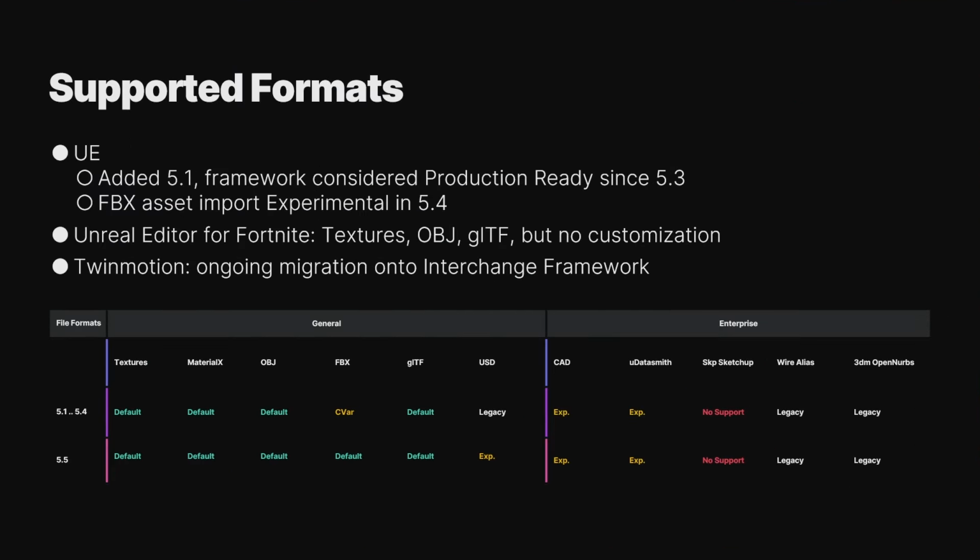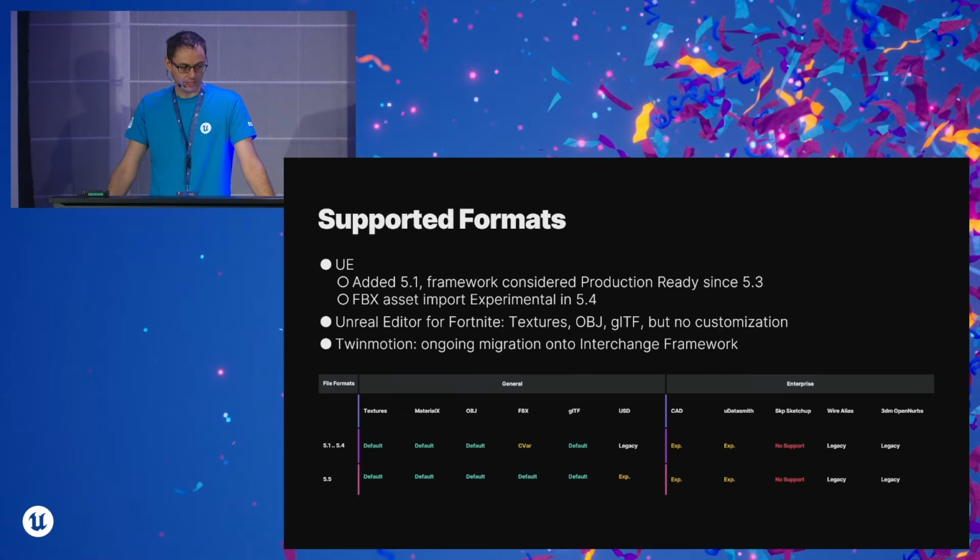If you want to use Interchange, actually, you might already be using it without knowing. The framework has been there since 5.1. For example, if you're importing textures, MaterialX, OBJ, GLTF since 5.1, you most likely have used Interchange. The framework itself, so the management of the pipelines, is considered production ready since 5.3. Depending on which file format you're importing, there are still things that are work in progress. For example, FBX at the moment is experimental, so it's disabled. You can turn it on if you want to try. The goal is to have FBX asset import in 5.5 and level import also in 5.5.